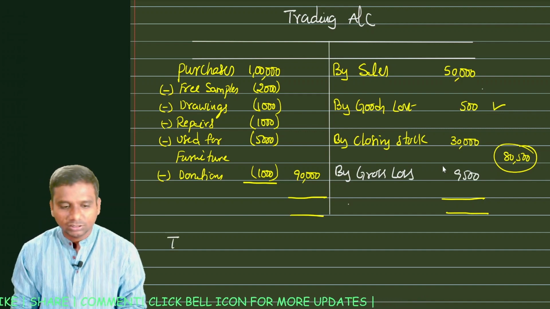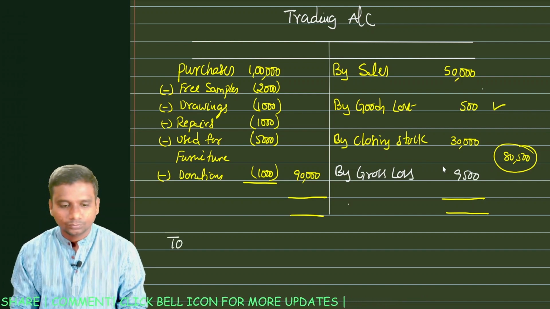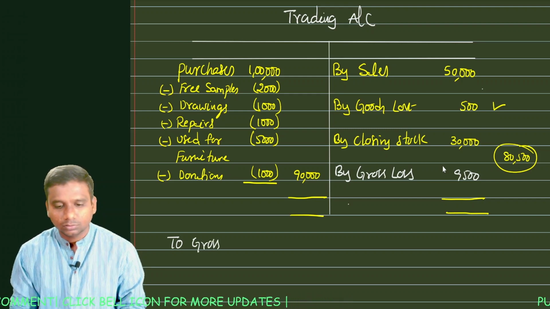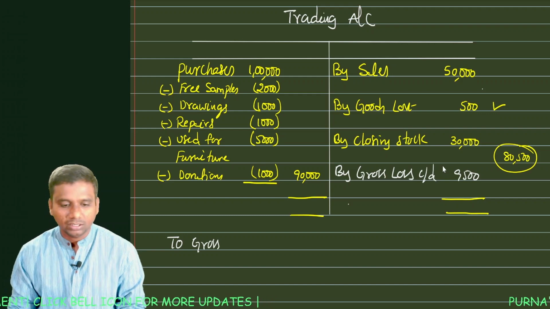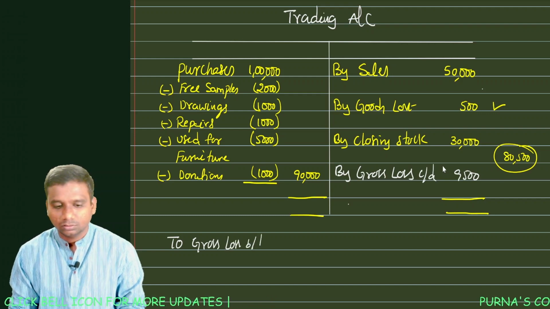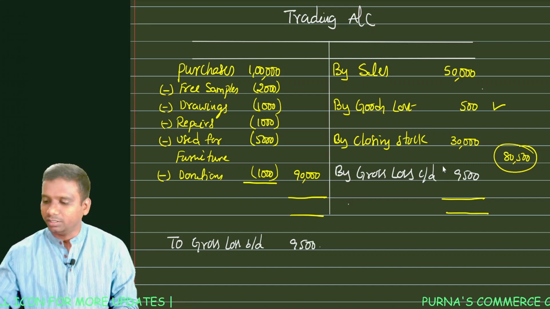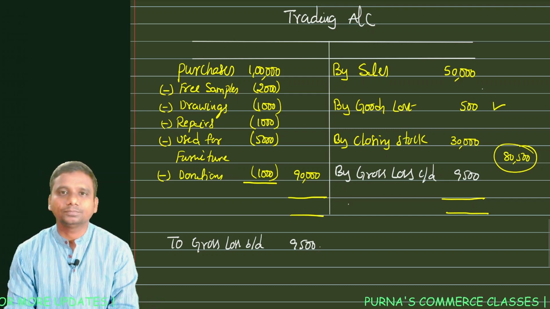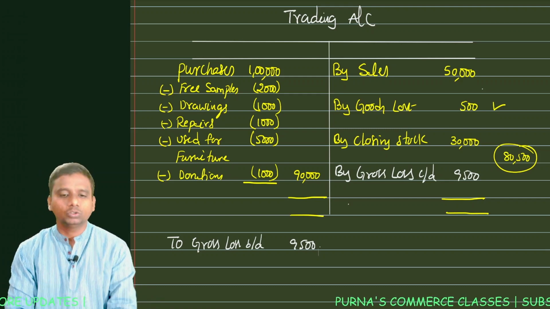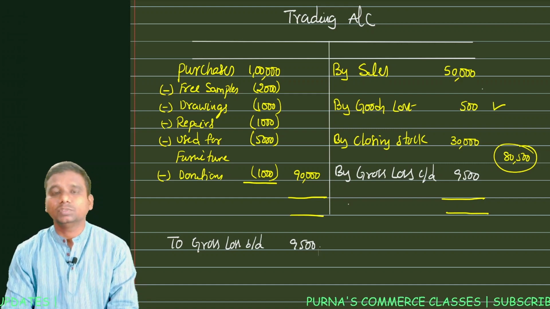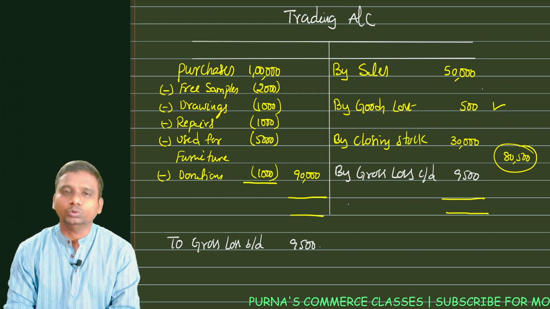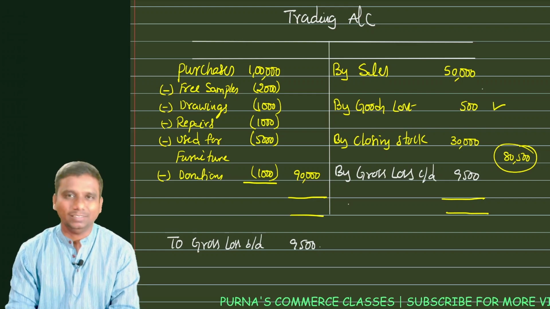And this gross loss is taken to the P&L account, debit side, to gross loss. By gross loss, how much? 9,500. I hope you understood, students. So in this manner, we do the adjustment of goods used for purposes other than sale.